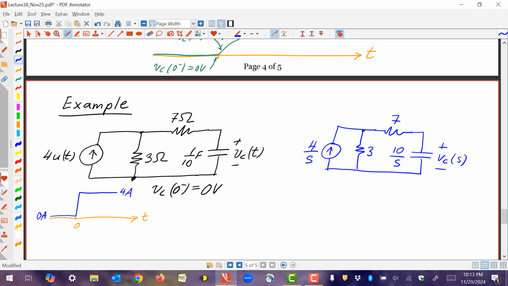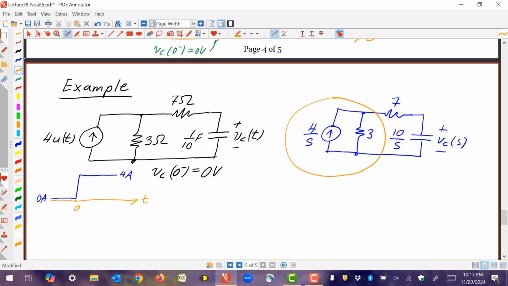And then what we can do is maybe do a little bit of source transformation before we go on with our analysis. So we can take, for example, this section right here and do a source transform. At this point, you can go ahead and write nodal analysis equations, but you should not attempt to do those things until you feel that the circuit is simplified as much as you can. So let's just do that.